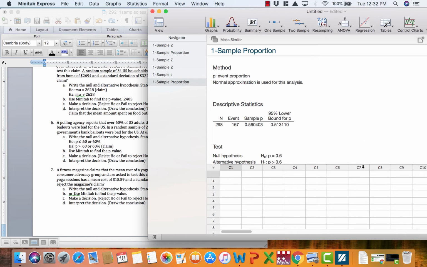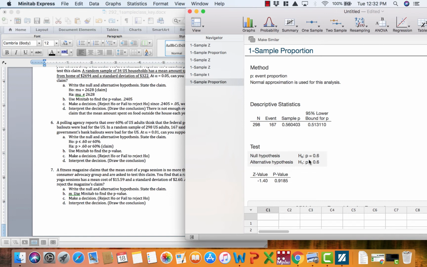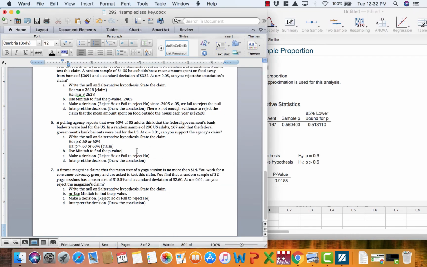All right, and let's take a look at what our test says. Because it's one-tailed, we see equals in the null only because the software goes in assuming equality at 60%. The important thing is that our alternative exactly matches what we have in part A. And we see a p-value of 0.9185. So since 0.9185 is clearly greater than 0.01, we fail to reject the null.